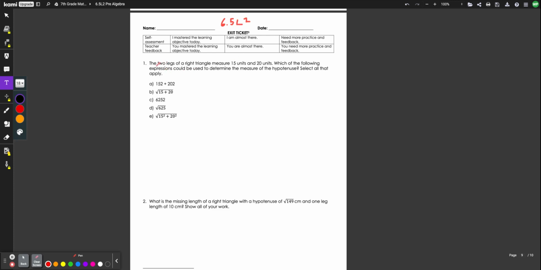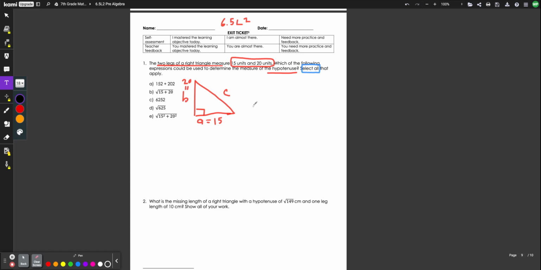In the following we see that it states that the legs of a right triangle measure 15 and 20. So the first thing I'm going to do is go ahead and draw the two legs of my right triangle. I'm going to label a is equal to 15, and I'm going to label b is equal to 20. And we need to figure out which of the following expressions could be used to determine the measure of the hypotenuse, which would be c. And really important here, select all. So because it says select all, there's going to be more than one correct answer.